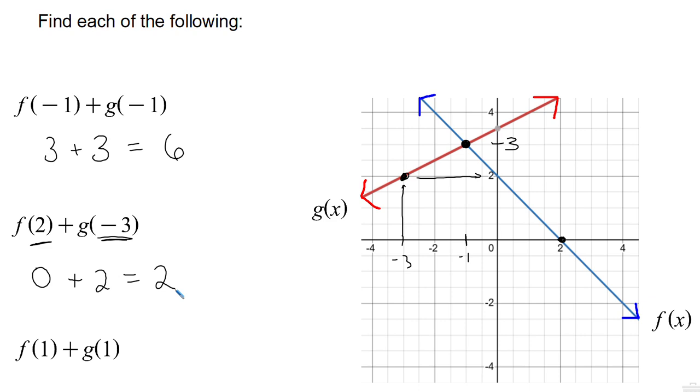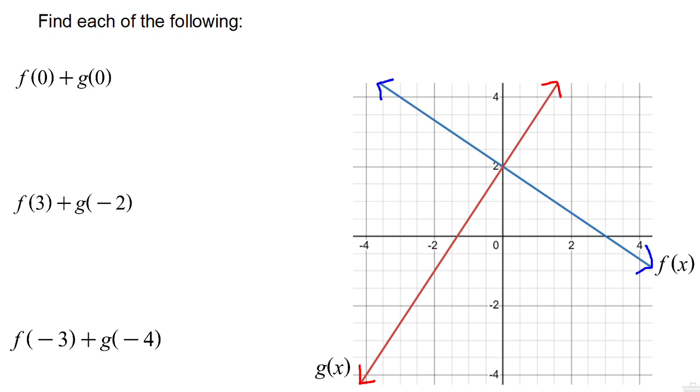To find f of 1 plus g of 1, we'll just find the value of f of x at 1. That would be 1. And the value of g of x at 1, which is 4. So this will just be 1 plus 4, or 5. We'll do one small set more of these. F of 0 plus g of 0. Well, at our x value of 0, they both have a y value of 2, so this is just 2 plus 2, or 4.